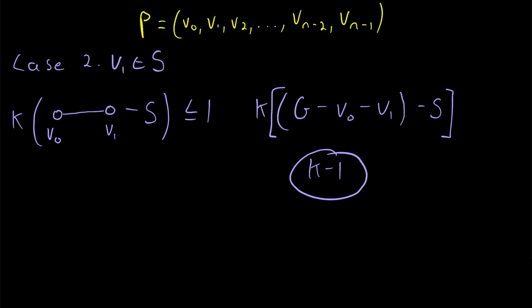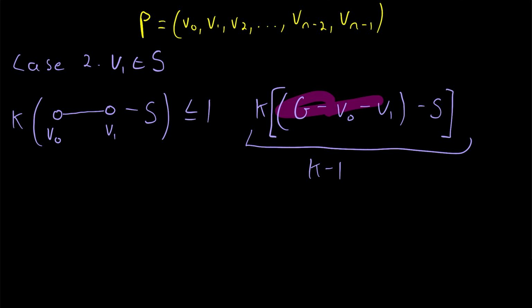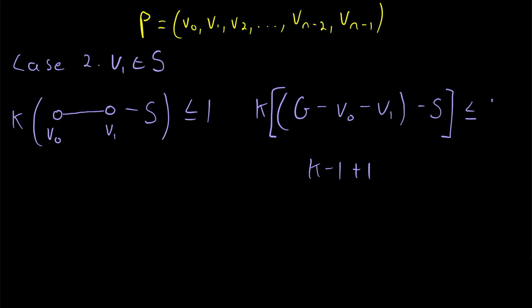It's of course possible that V0 is also an element of S, in which case we're deleting even fewer vertices, since V0 has also already been removed, but we don't know that. We know that at most, from this graph, when we subtract S, we're deleting a maximum of k minus 1 vertices, which means when we apply our induction hypothesis, we can say that the number of components in this graph minus S is less than or equal to k minus 1 plus 1, or k.